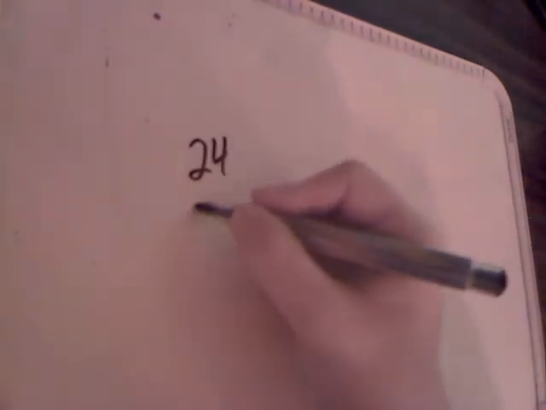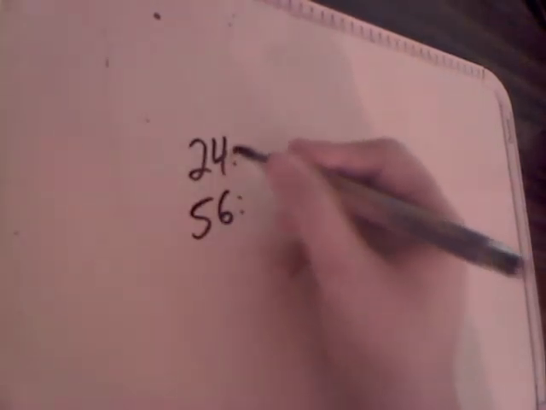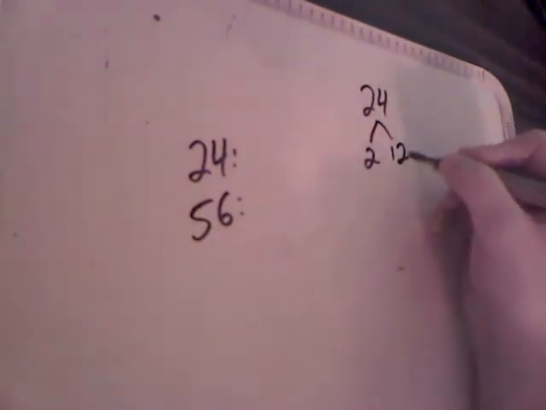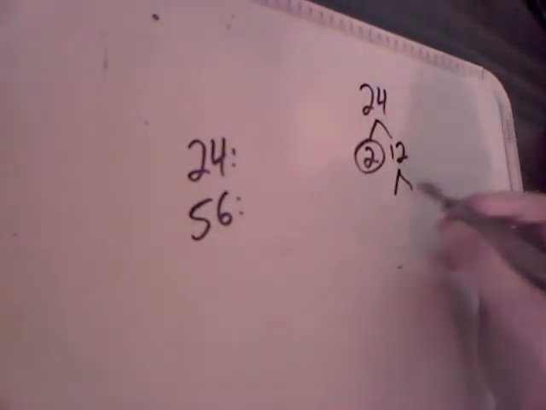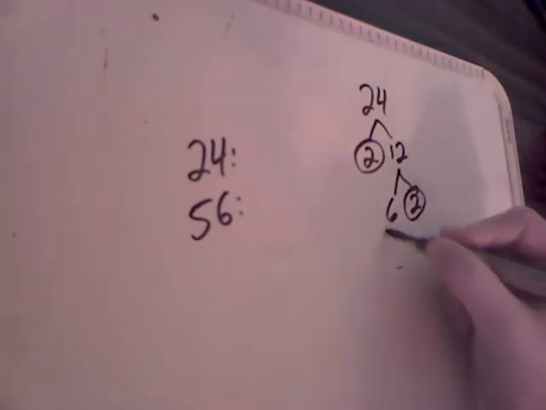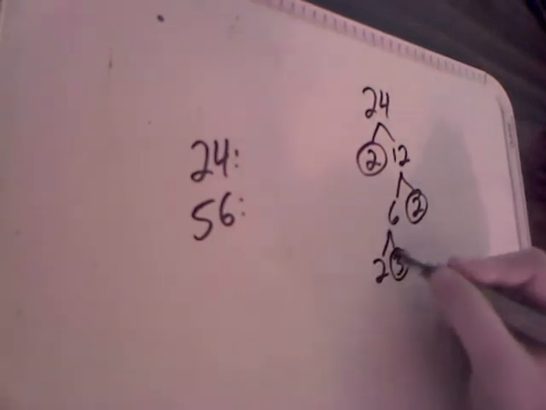Let's go on and take another example. Let's say we have the numbers 24 and 56. Well, the first thing we have to do is make factor trees for both of these numbers. Let's break down 24 first. 24 broken down, let's say, 2 times 12. 12 broken down is 6 times 2. 6 broken down is 2 times 3.